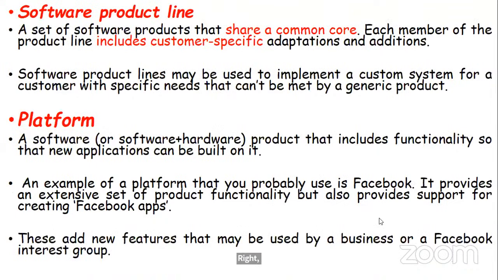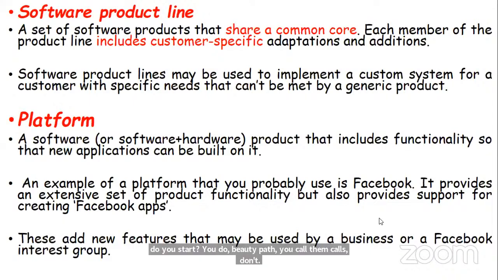The next thing is to look at the software product line. Just like you have assembly plants for BMW, Mustang, and a host of other cars. So it is a set of software products that share a common core. Each member of the product line includes customer-specific adaptation and addition. For instance, you could build a car. They call them custom-built cars.